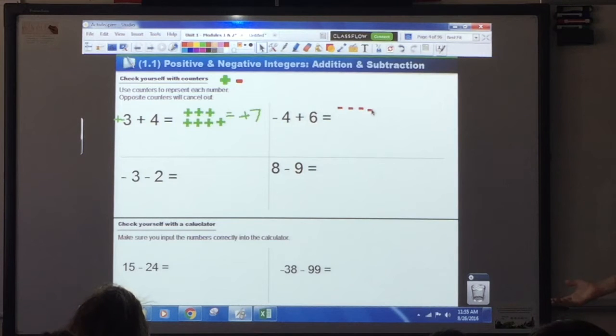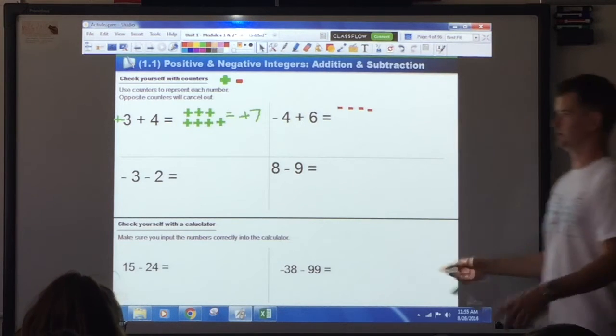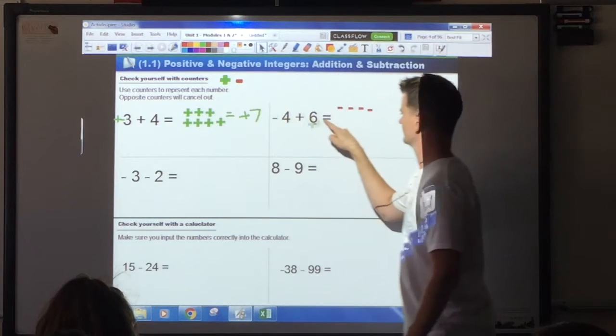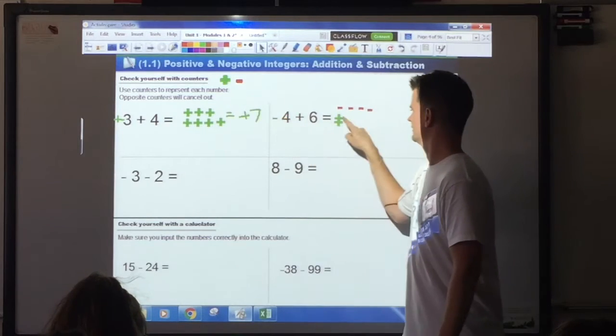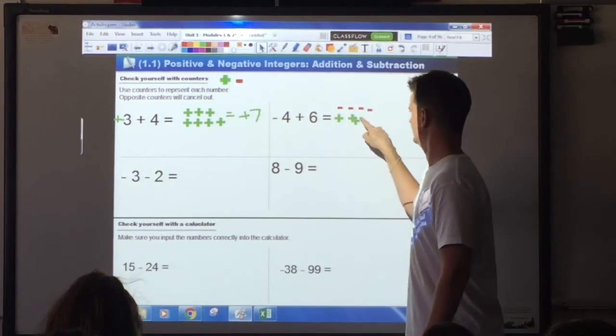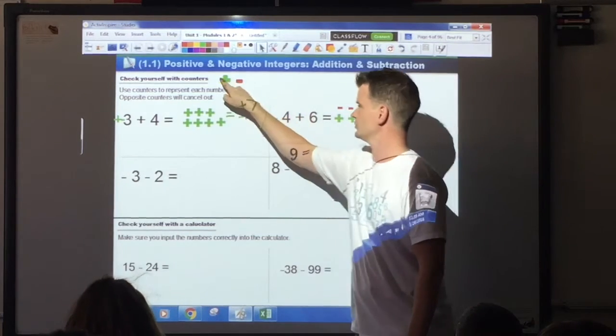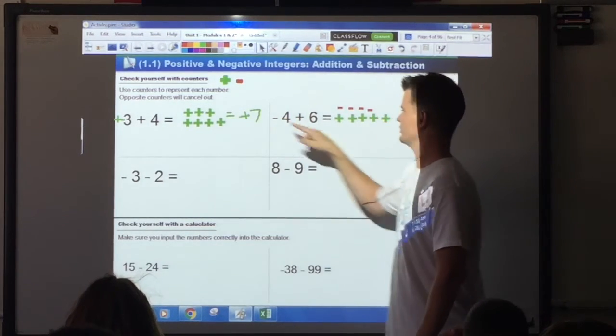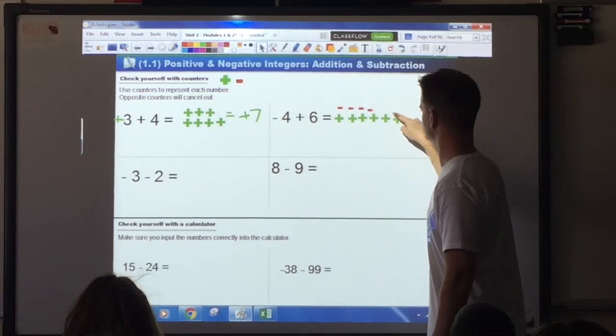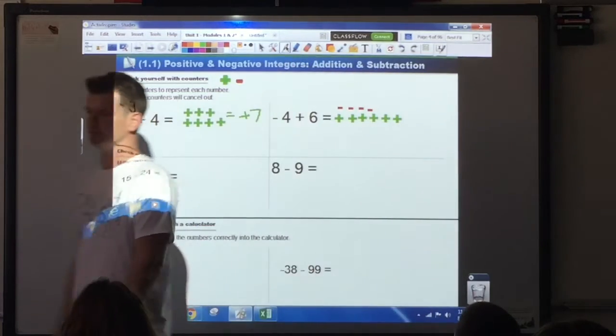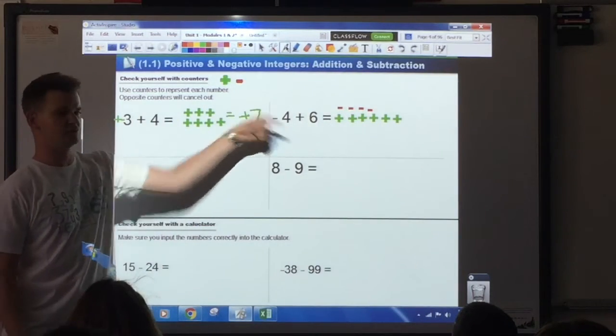What's the other number? Positive 6. So we're going to grab 6 positive counters. And I'll show you how this works. How this is another way, without a calculator, you can check your work or you can make sure you get the right answer. Okay. So once you have all your counters, positives and negatives will cancel out.